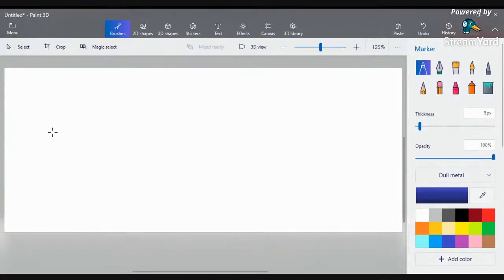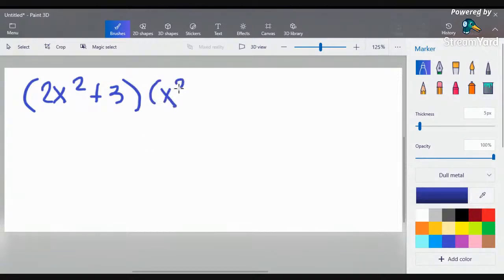Okay, so when we multiply functions, we simply multiply the two values. Your f of x, which is this one, plus your g of x, which is x squared minus 2x. So, mamultiply lang kita. Let's start with the first. 2x squared times x squared. The answer will be 2x to the fourth. Then, 2x squared times negative 2x.